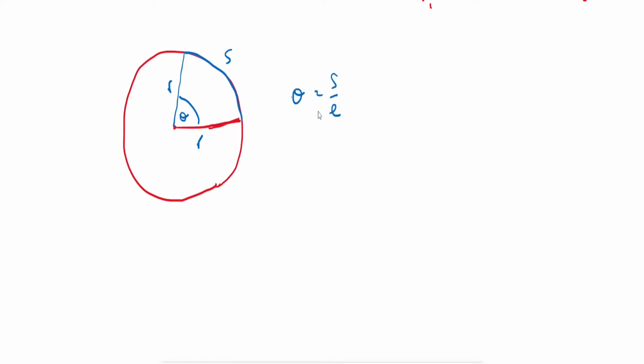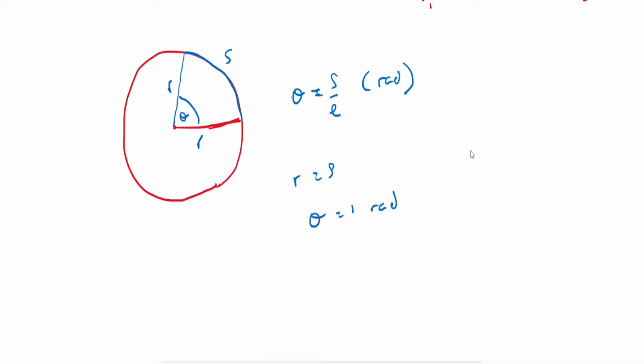Now what I didn't tell you is that this ratio here is actually measured in radians. I didn't tell you that. Such that if s is equal to r, then theta is equal to 1, and this is basically the definition of 1 radian.